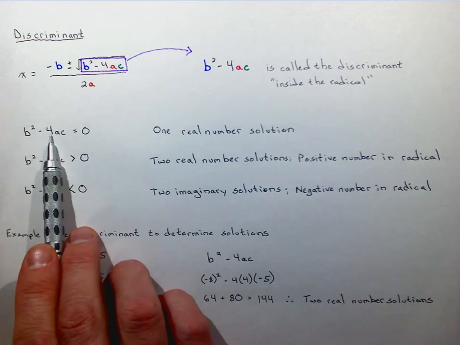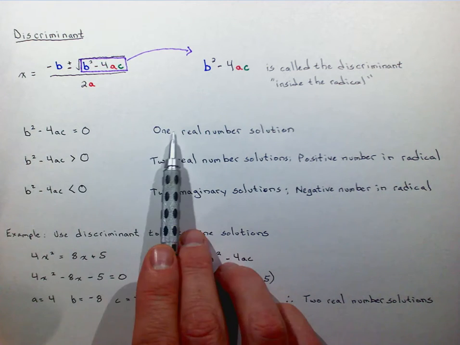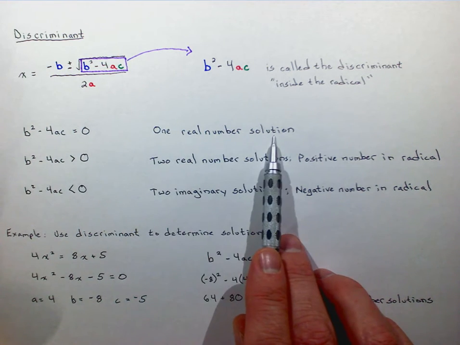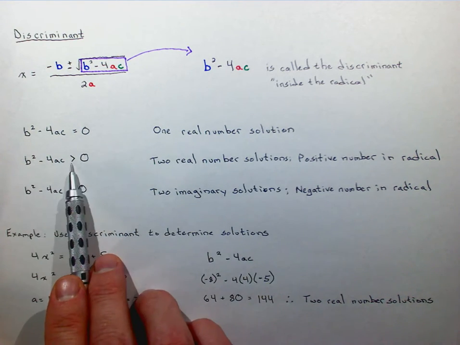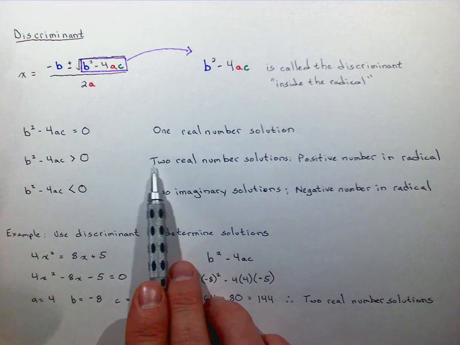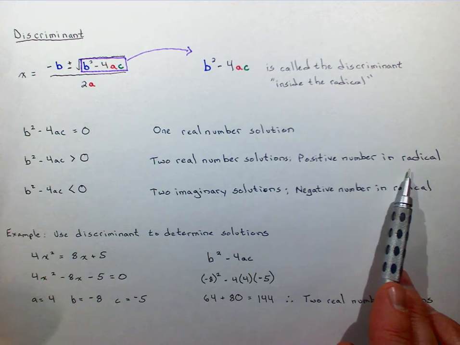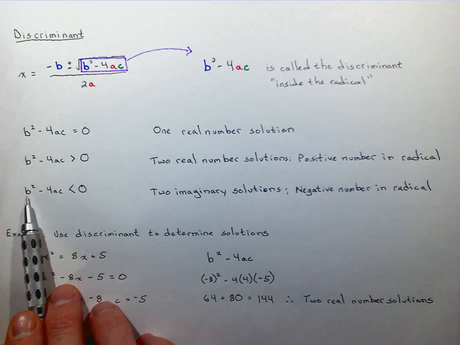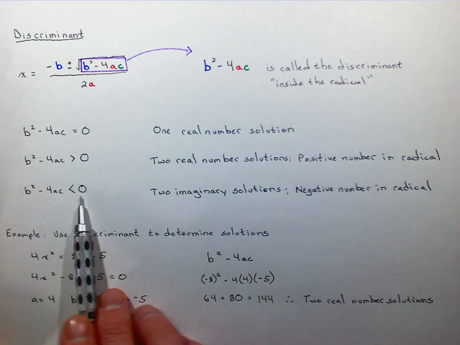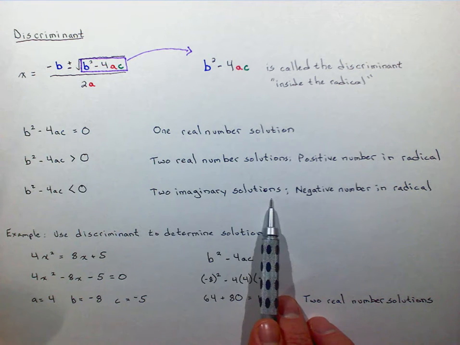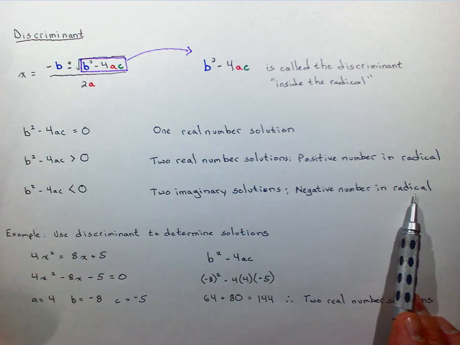So if my discriminant turns out to be equal to 0, there is one real number solution. If my discriminant turns out to be greater than 0, then there are two real number solutions. You end up with a positive number in the radical. And if my discriminant is less than 0, I have two imaginary solutions, negative number in the radical.